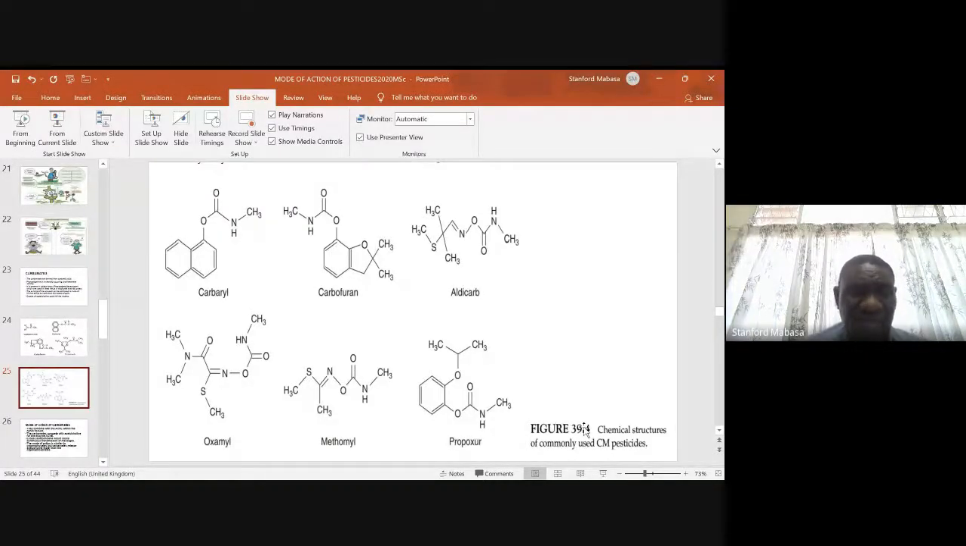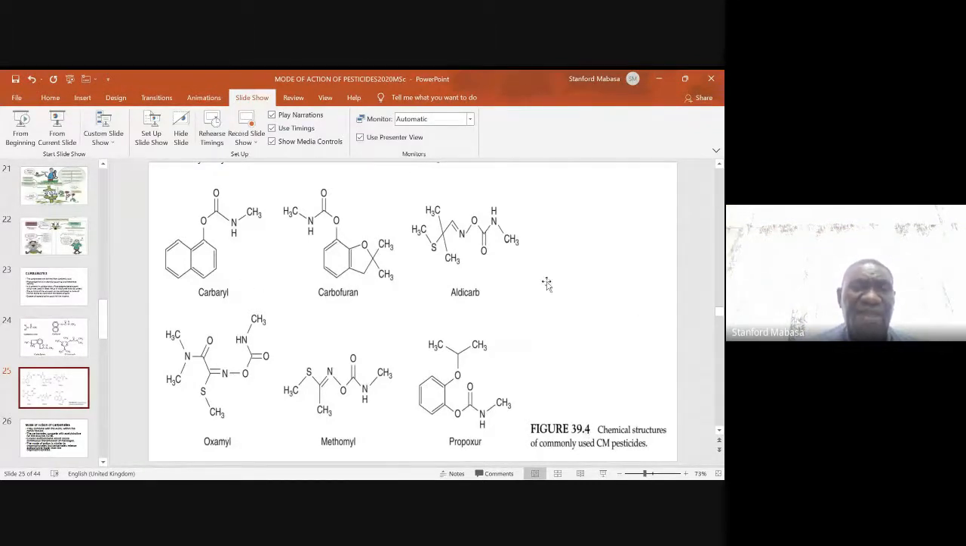So these are some of the insecticides known as carbamates. You've got carbamic acid. We've got carbaryl, carbofuran, and pirimicarb. So these are the structures: carbaryl, carbofuran, aldicarb, oxamyl, methomyl, propoxur. These are some of the commonly used insecticides.